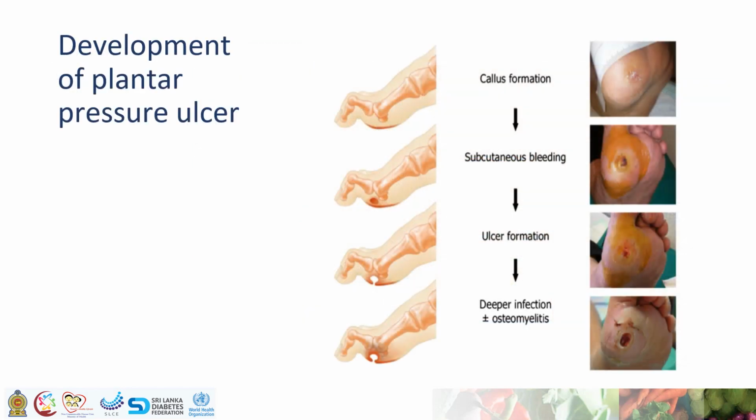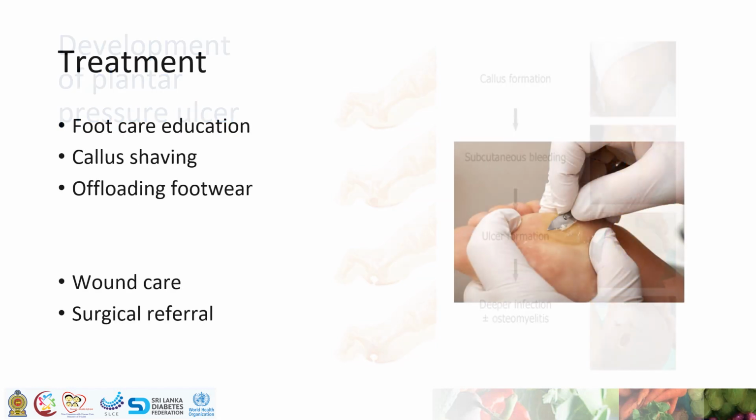This slide explains how a neuropathic foot with prominent metatarsal heads can lead to callus formation and pressure ulceration over the plantar forefoot. Neuropathic foot with plantar ulcers surrounded by callus. Treatment needs careful attention to foot care, callus shaving, and offloading of plantar pressure points using footwear. When an ulcer is developed, appropriate wound care and referral to tertiary unit for surgical care is recommended.